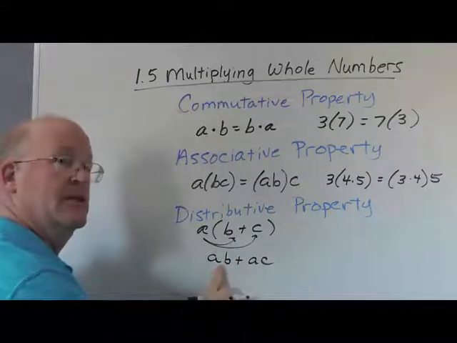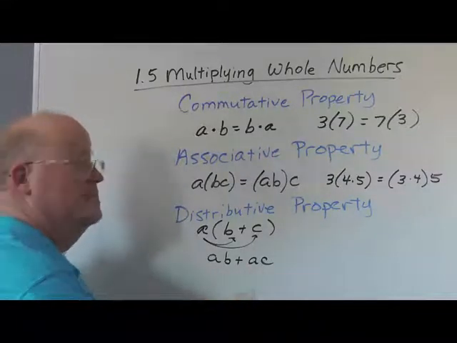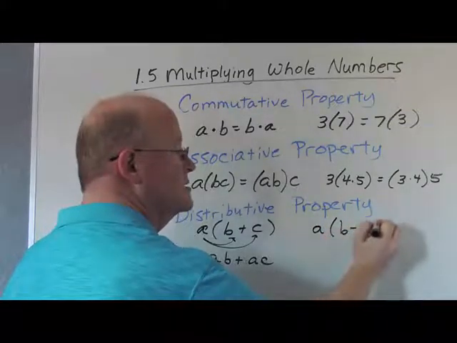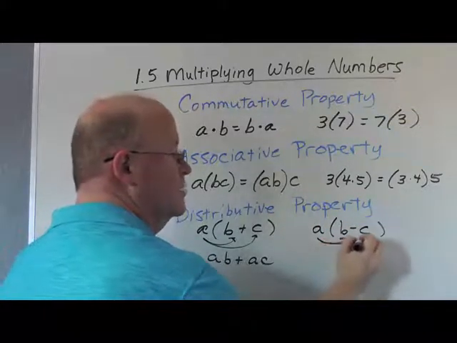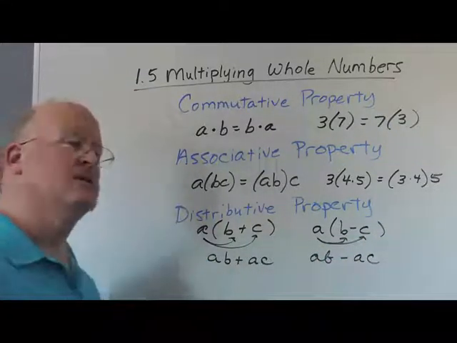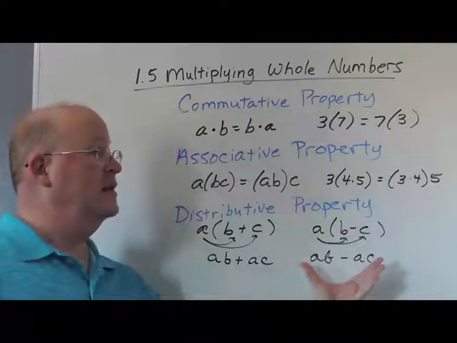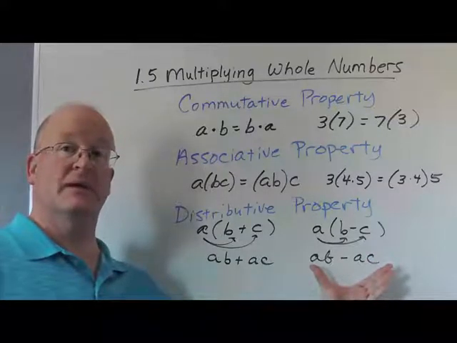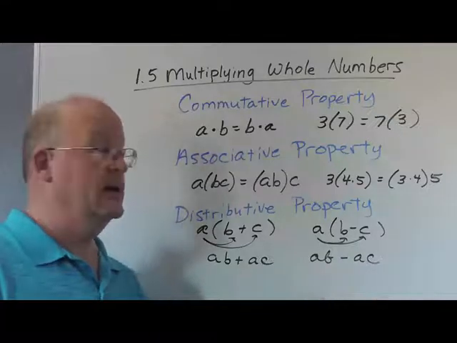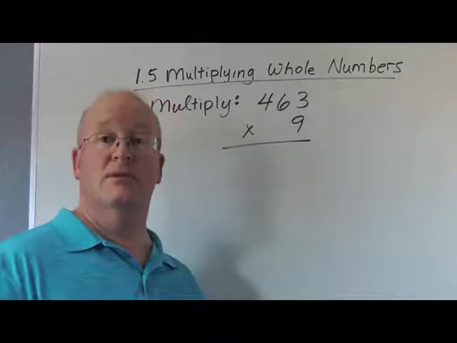And I did not put a multiplication sign between the A and the B because it's assumed that when two letters are right next to each other, they're being multiplied together. Now I also could have A times (B minus C), which when you distribute would give you AB minus AC. Technically, this is known as the distributive property of multiplication over addition and the distributive property of multiplication over subtraction. It is a multiplication property, but we just usually refer to it as distribution. Now let's actually do some multiplication.